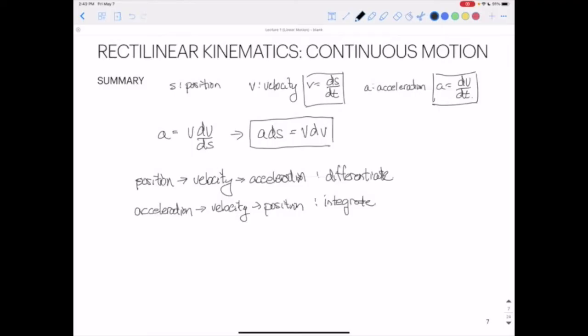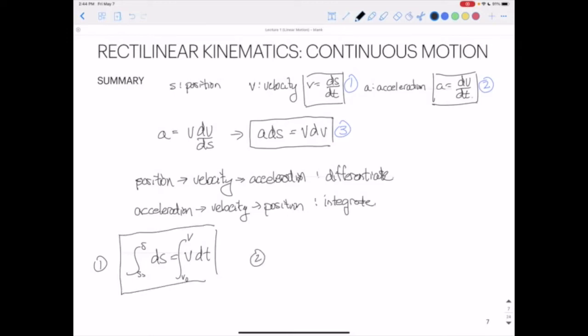So let's rewrite these now in their integral forms. Let's label these equation 1, 2, and 3. Starting with equation 1, in integral form, if we rearrange this, we have velocity times dt is equal to ds. If we integrate both sides, we can write the integral from s0 to s of ds is equal to the integral from 0 to t of velocity times dt. If we do the same process for equation 2, the integral from v0 to v of dv is equal to the integral from 0 to some time t of acceleration times dt.